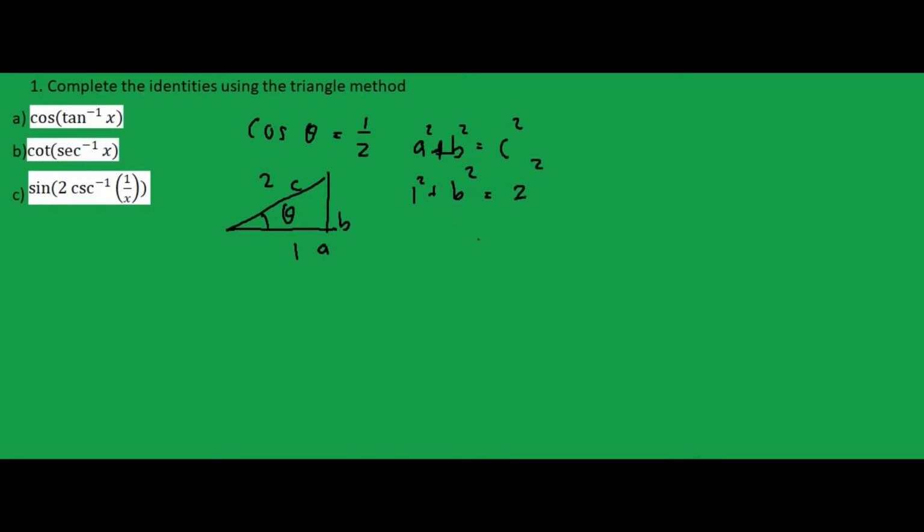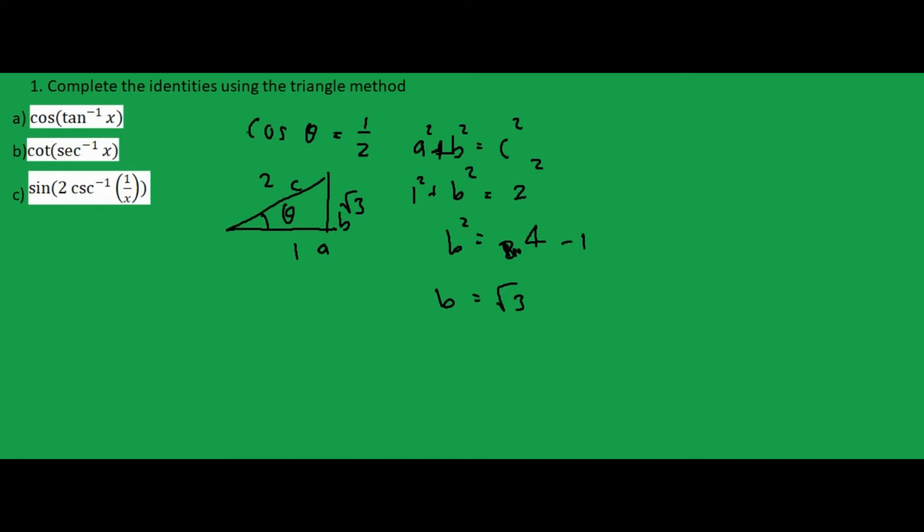So a is 1 squared, plus b is the unknown side, and c is 2. We move the 1 to the opposite side. 1 squared is 1. So b square is 4 minus 1, so this is square root of 3. Alright, so the unknown side is square root of 3.